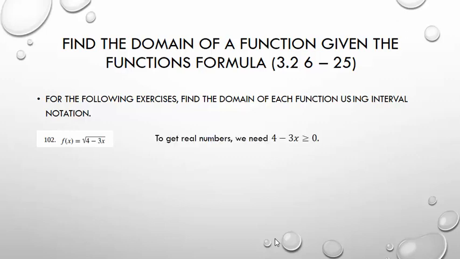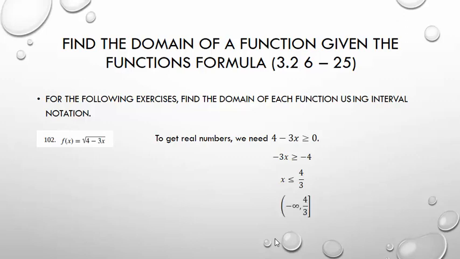So if we want to get real numbers, we have to have 0 or positive values under the square root. We can't have negatives, so we need the 4 minus 3x here to be greater than or equal to 0, and we can solve that inequality and we'll have our domain. So I subtracted 4 and got negative 3x is greater than or equal to negative 4. Divide by negative 3, which is going to flip the inequality sign around because I'm dividing by a negative, and I get x is less than or equal to positive 4/3.